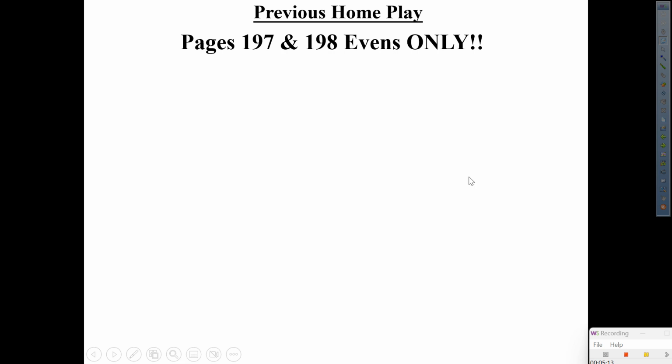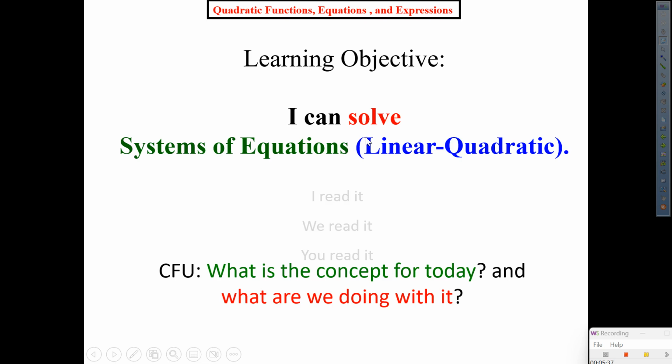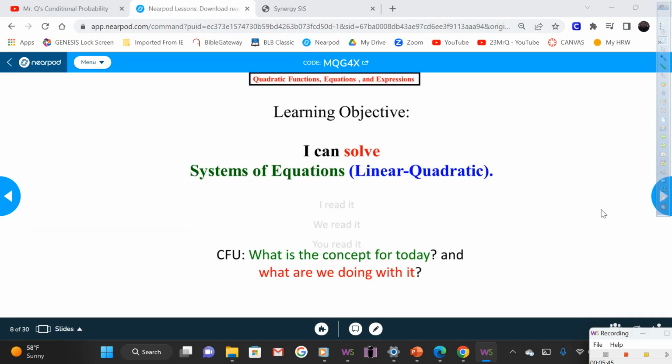It's a gift from me to you. Thank you, Mr. Q. However, I did hear some of you had problems. Get it? Like problems for home play problems. So we're going to go over some of those parts. So get a Cornell note ready, please. Hurry up. Give you some time. All right, here we go. Our objective for today, I can solve systems of equations, linear and quadratic.